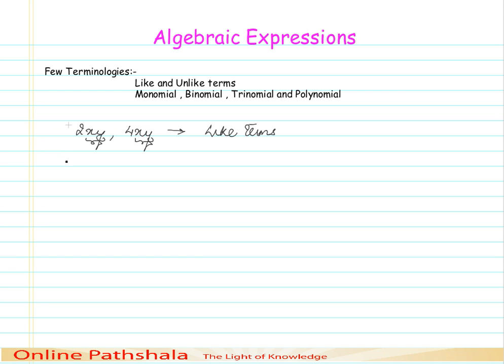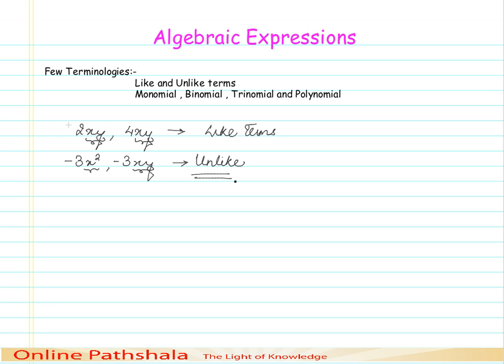To give you an example of unlike terms, here you can see that in this example, in minus 3xy, xy is the algebraic factor, and in minus 3x square, x square is the algebraic factor. As they both contain different algebraic factors, they are termed unlike terms, or they are not the same like terms.